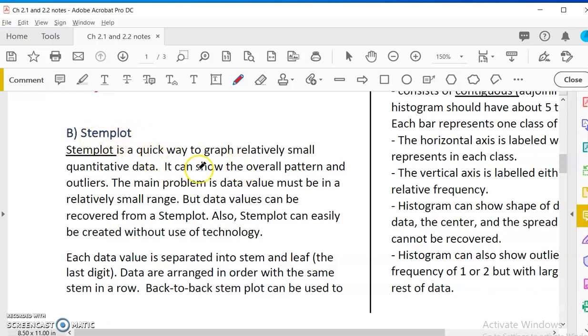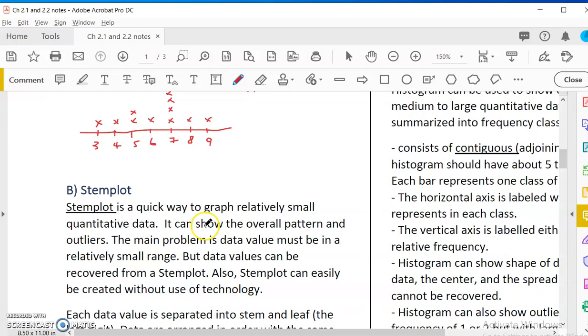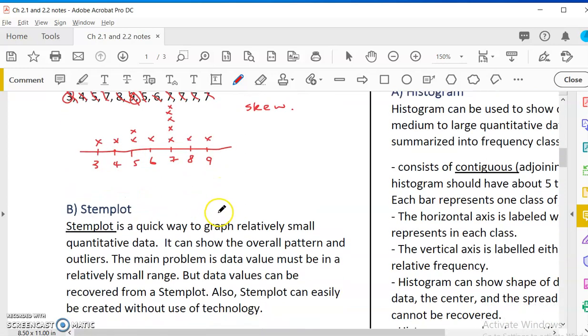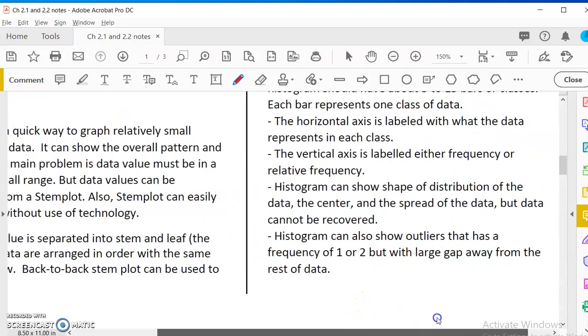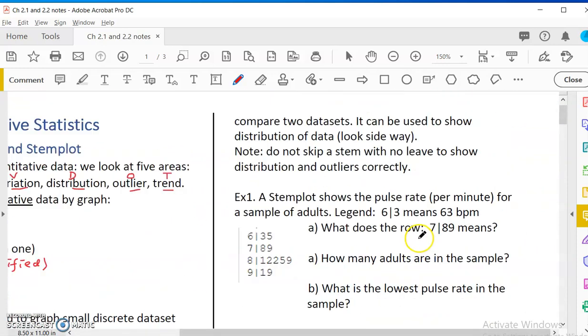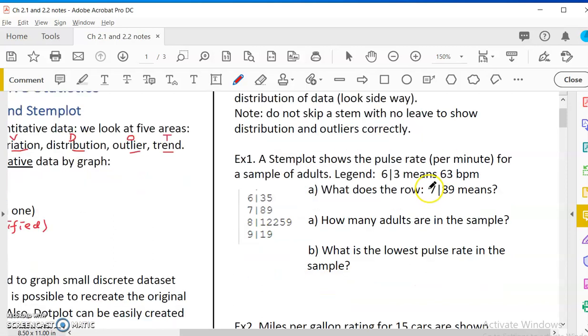Stemplot. Stemplot is another way to graph relatively small quantitative data, but instead of having one number on the x-axis, they group them in tens or 5. So basically, all numbers are written into a stem and a leaf. So this is a typical stem plot. This is showing pulse rate, like the heartbeat per minute of a sample of adults.